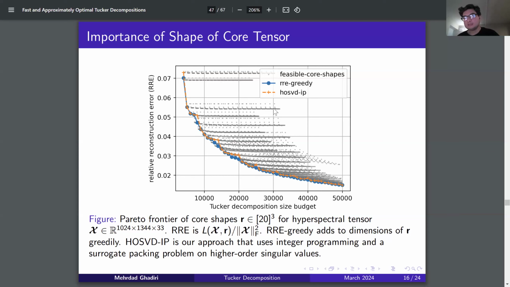Is the problem clear? Yes, I just have a question. So the budget is the number of parameters, right? Yes, the number of parameters. The size of the core tensor plus the total size of the factor matrices.